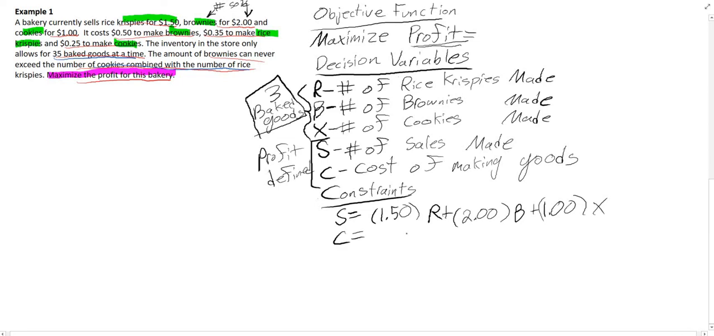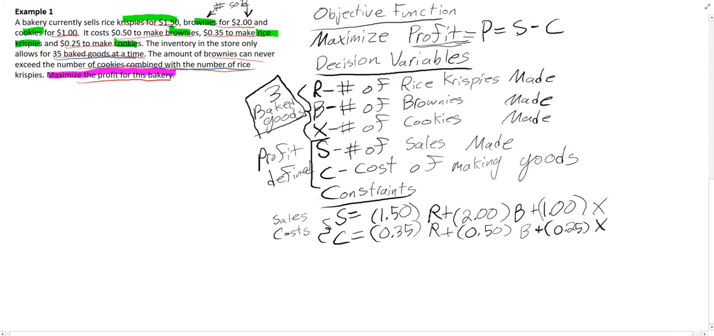Now we're also going to define cost as cost to make the Rice Krispies is 35 cents times the number of Rice Krispies made plus the cost to make brownies times the number of brownies made plus the cost to make cookies times the number of cookies made. This has now defined our sales and our costs. So now we can go back up to our profit being P and set that equal to our sales minus our costs. That's going to be what we are maximizing.